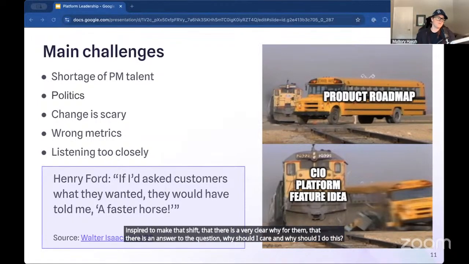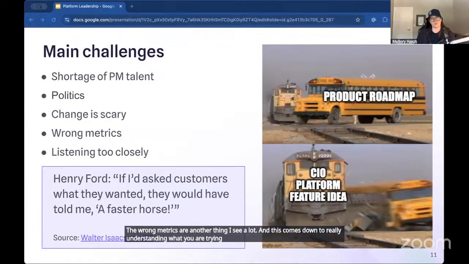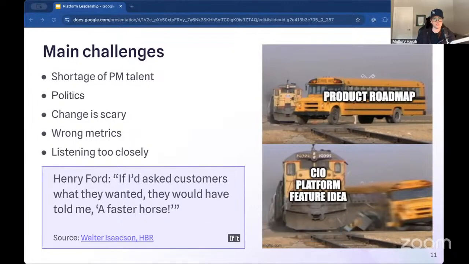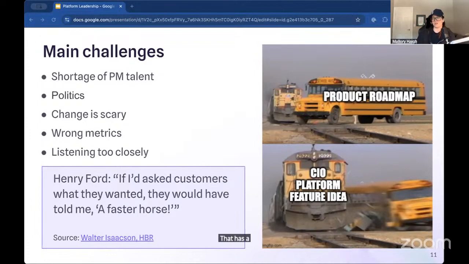The wrong metrics are another thing I see a lot. And this comes down to really understanding what you are trying to achieve and the value you are trying to drive. If it's about developer efficiency, there are certain things that you want to measure for that versus don't. And there is a context to approach measuring that has a lot less red flags associated with it to developers, but also actually gives you value at the end of the day.